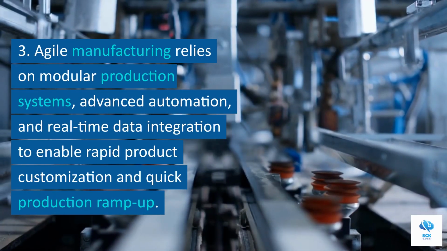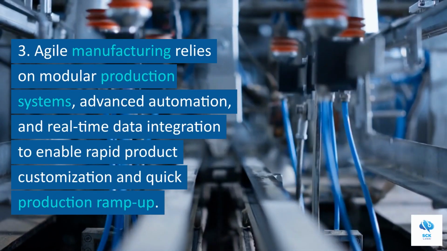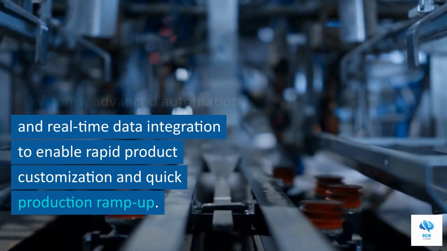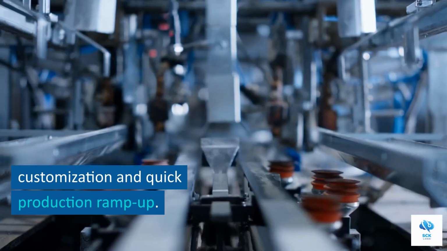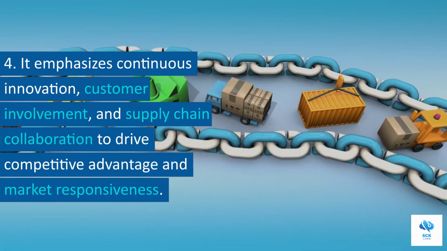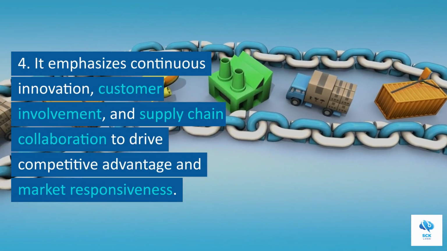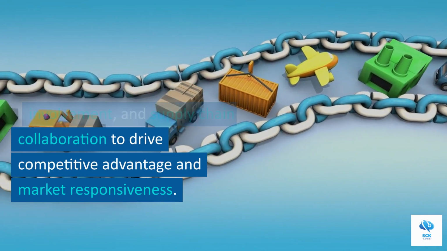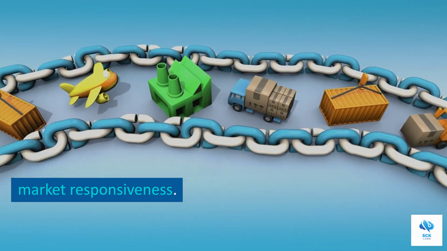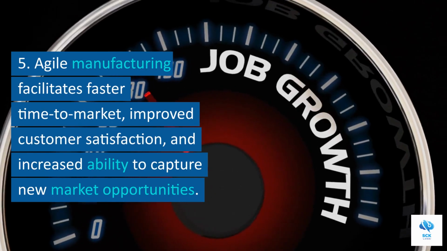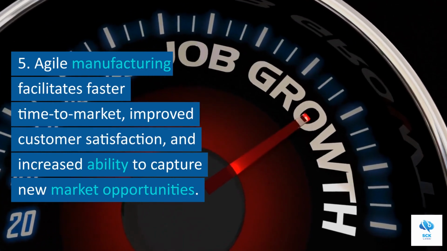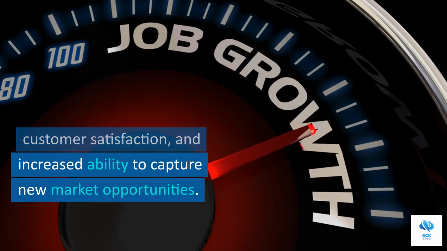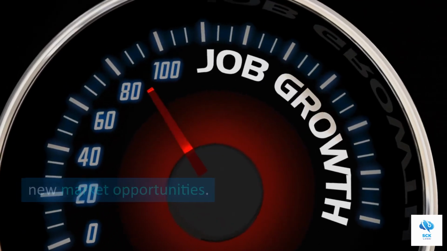3. Agile manufacturing relies on modular production systems, advanced automation, and real-time data integration to enable rapid product customization and quick production ramp-up. 4. It emphasizes continuous innovation, customer involvement, and supply chain collaboration to drive competitive advantage and market responsiveness. 5. Agile manufacturing facilitates faster time to market, improved customer satisfaction, and increased ability to capture new market opportunities.